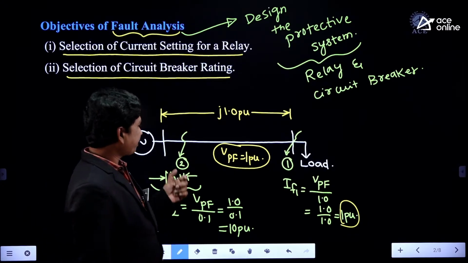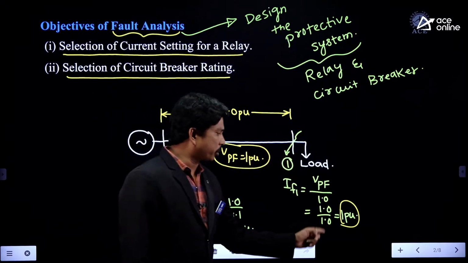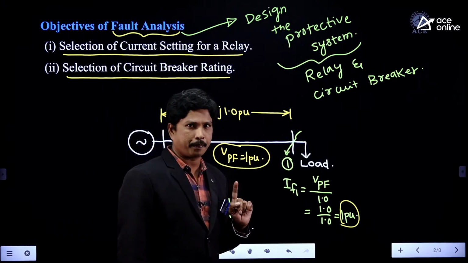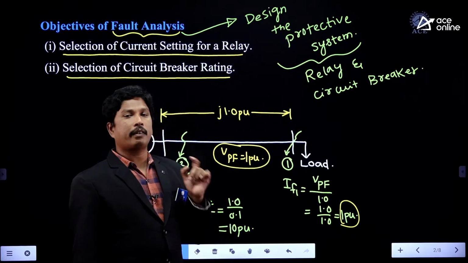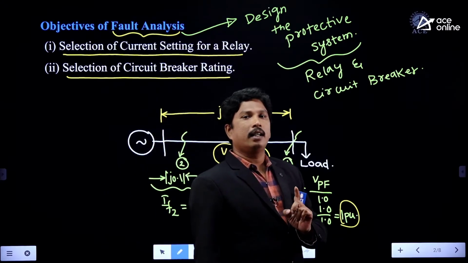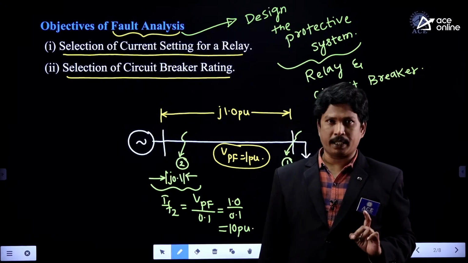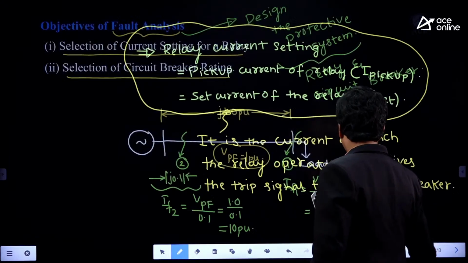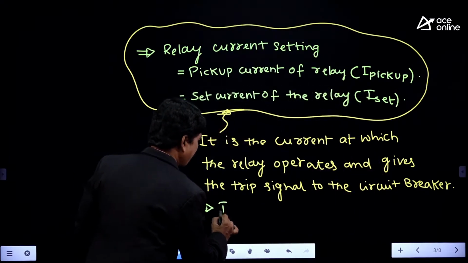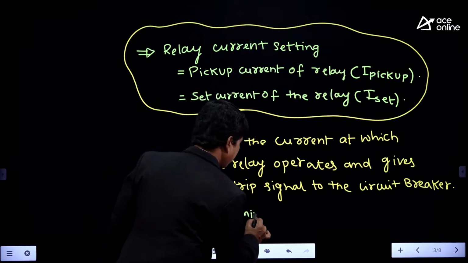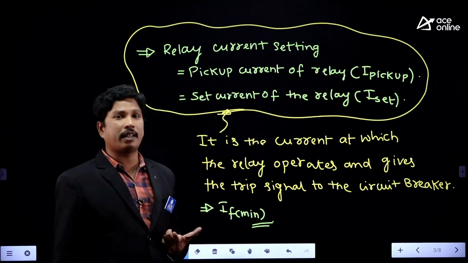Clear? Therefore, we should not choose the relay current setting at this location. We have to choose the relay current setting at this location only, at the end of the transmission line. For which current the relay is going to give the trip signal, that current we have to set as the pickup current. Therefore, this should be the minimum fault current in the system. What is the minimum fault? Which means, what is the least severe fault in the system?